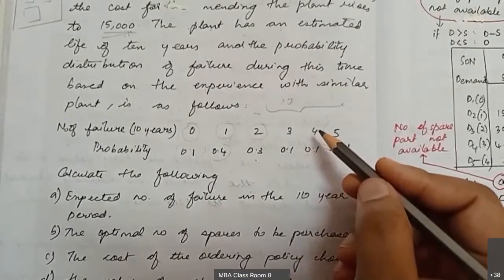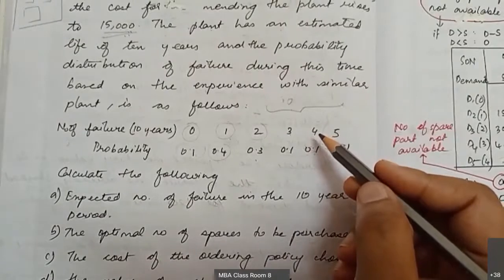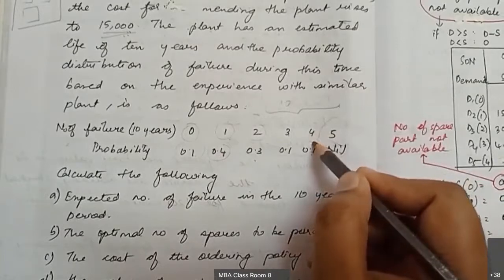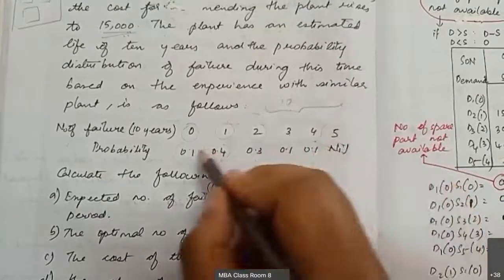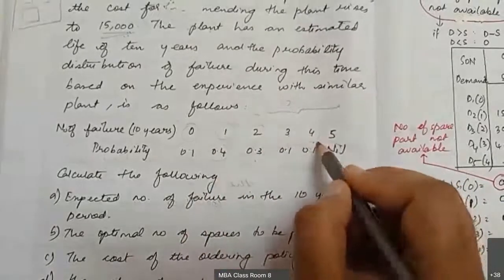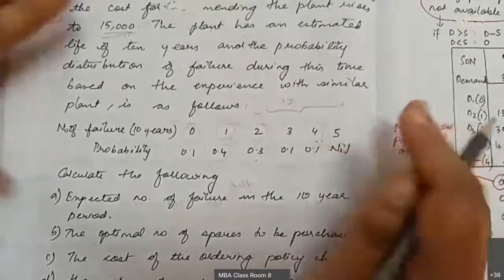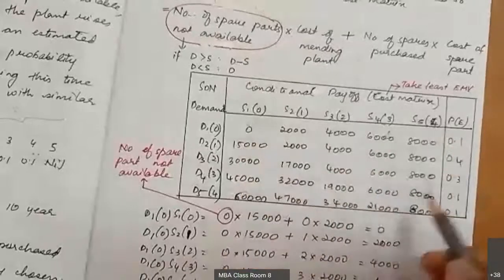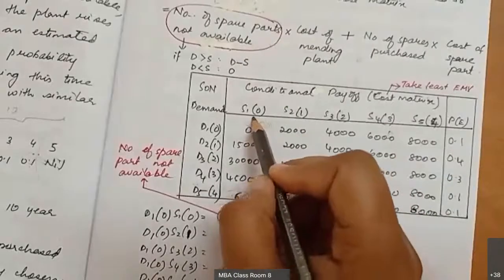Okay, 4 spare parts. But we don't necessarily have to use 4. If all the machines are working properly, there are no errors, you don't have to use all the 4 spare parts. So what you have to decide is how many spare parts this company has to stock. Is it clear? So I'll show you the payoff matrix. Payoff matrix is this one. See, the company has to decide.